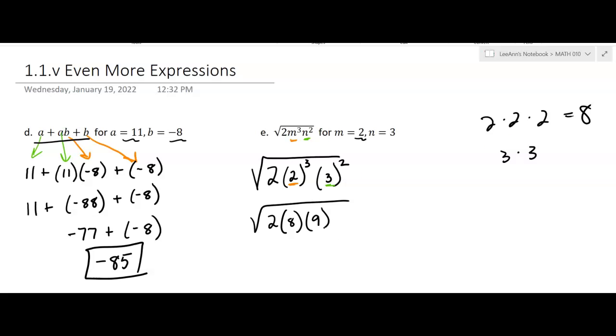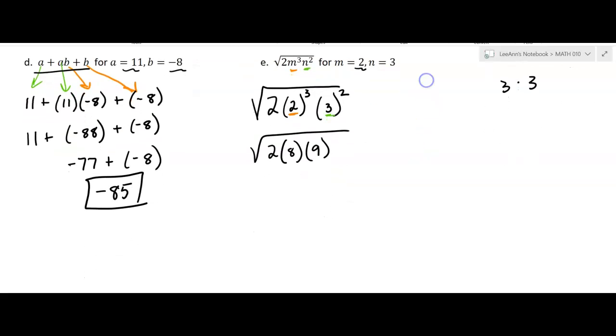Okay, so let's see. This is going to be a big old number. And we haven't really talked about square roots yet. So 8 times 9 is 72. Maybe this is a better number than I was thinking. Okay, 2 times 72 is 144. And I happen to know the square root of 144, it's 12. So that turns out to be a 12.